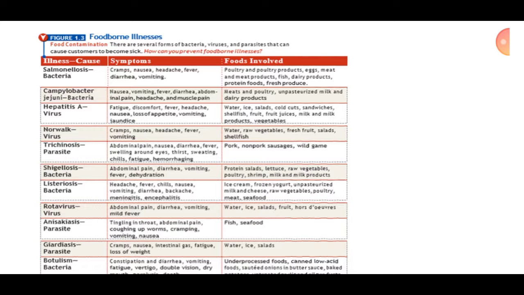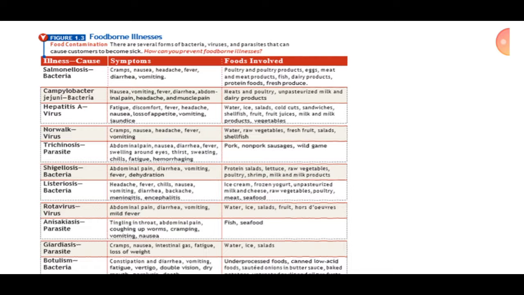The second one is Campylobacter jejuni. The symptoms are nausea, vomiting, fever, diarrhea, abdominal pain, headache, and muscle pain. The foods involved in this illness are meats and poultry, unpasteurized milk and dairy products.